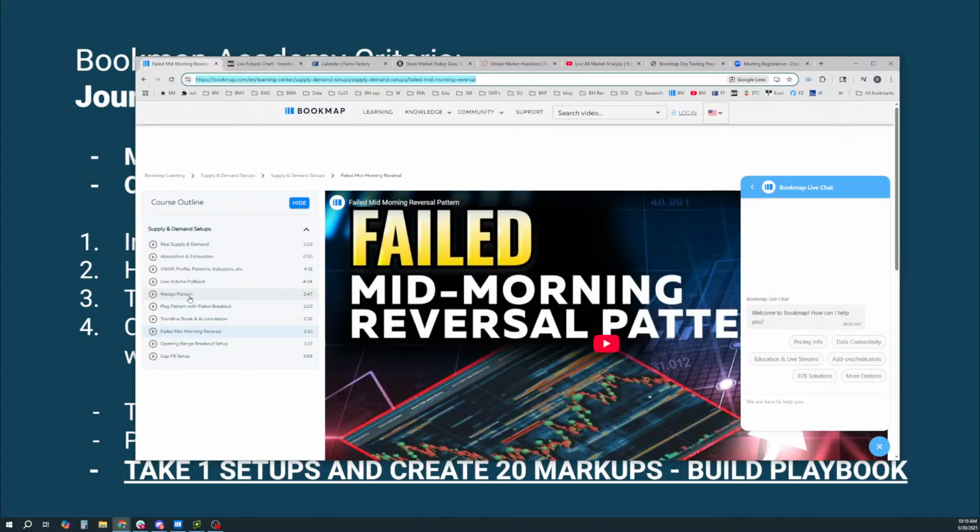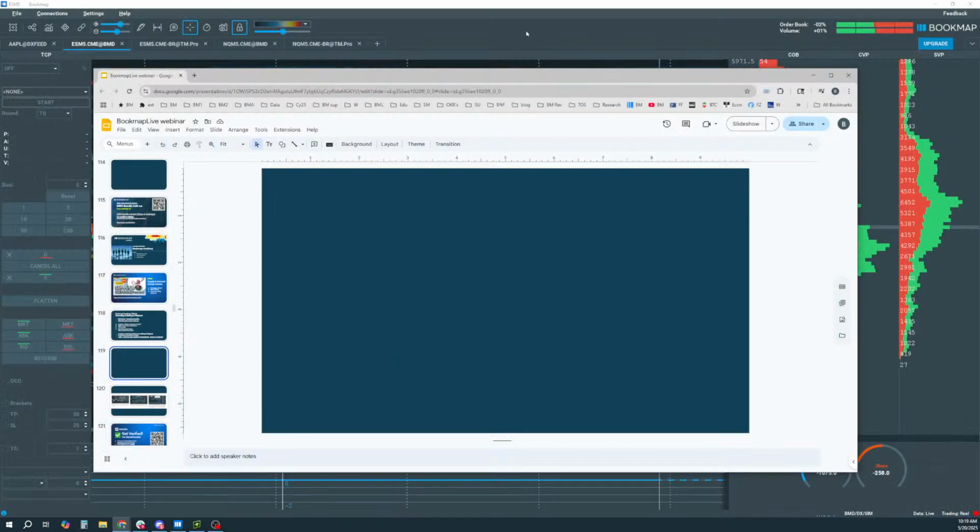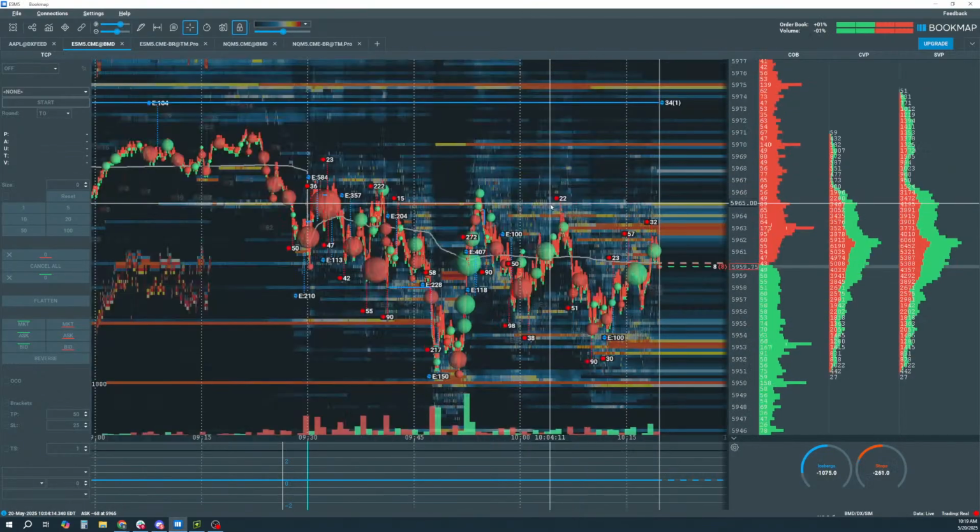Take it, add it to your strategy, and maybe it's a bit from here, a bit from there, a bit from some other educator. It does not matter. Whatever resonates with you, that you've had some success with, and you understand how the market works with it. Take that one strategy and create 20 markups and build out your playbook. Now it's not just markups that I'm talking about here. In fact, we're going to take it further, and let me just show an example here.